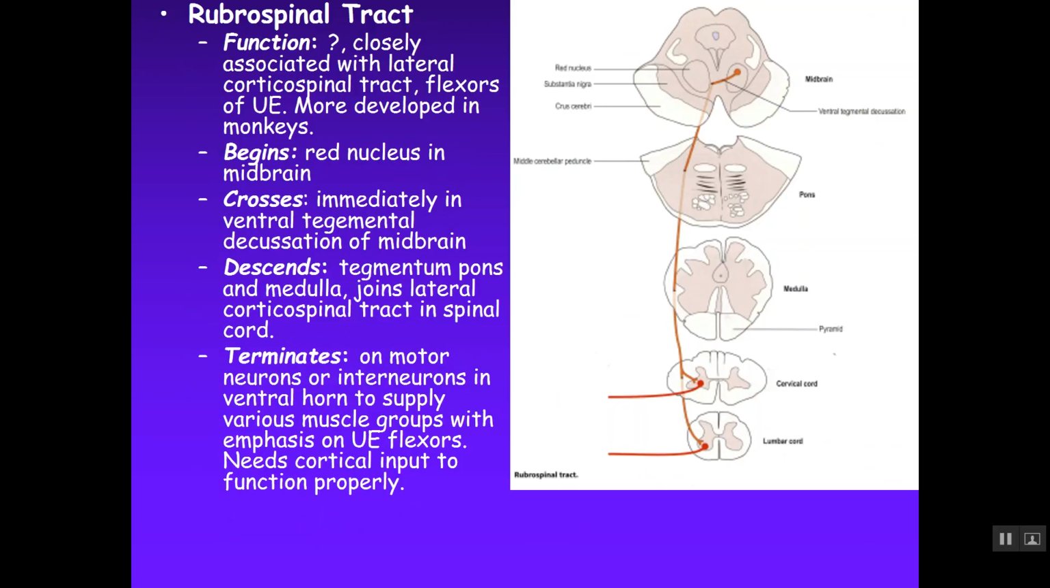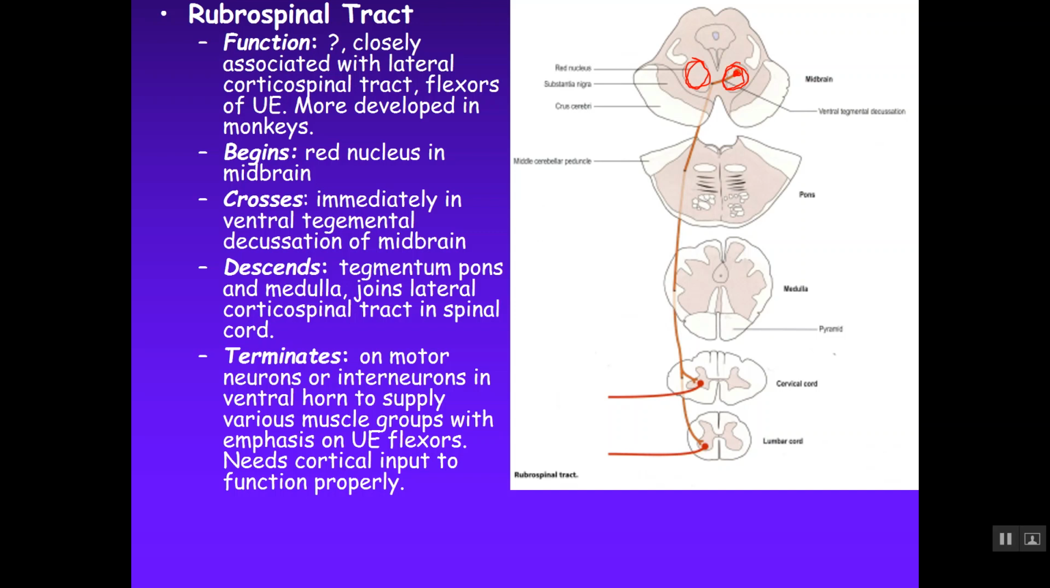Then the rubrospinal tract. Function. There's some question about what the function is, but it starts here. There's an area called the red nucleus. Rubro, red. Red nucleus is where it starts. The red nucleus is easy to see in just a normal cross section. You don't even have to do any staining. You see a darkened region here. That is where cell bodies for this rubrospinal tract start, up in the midbrain.